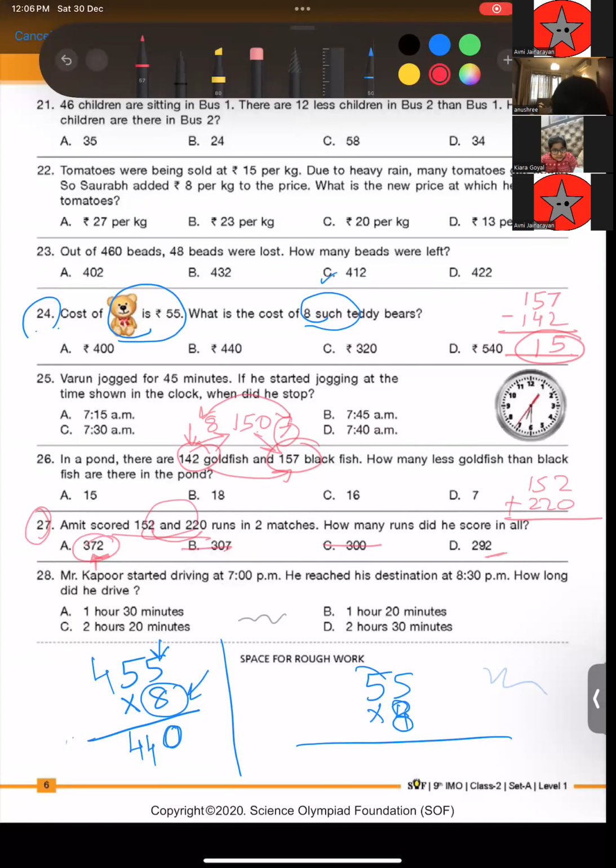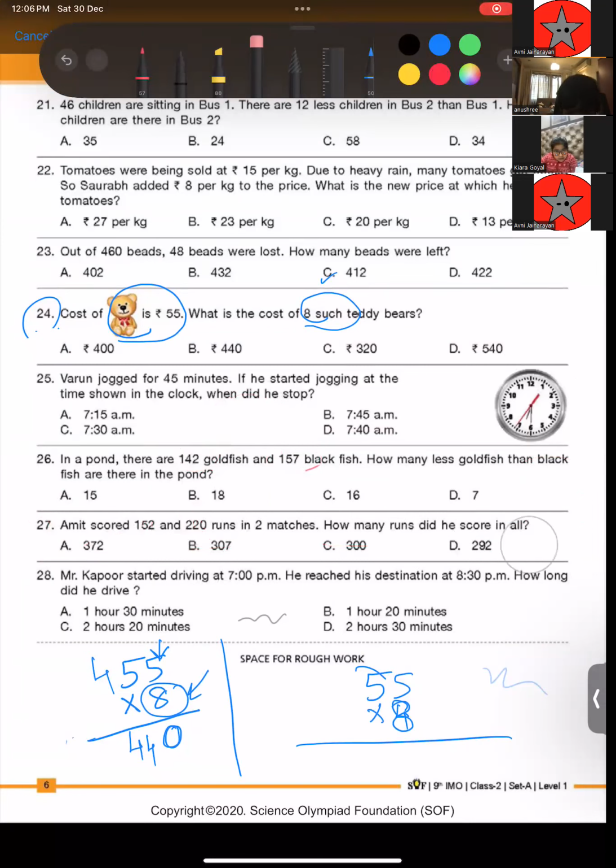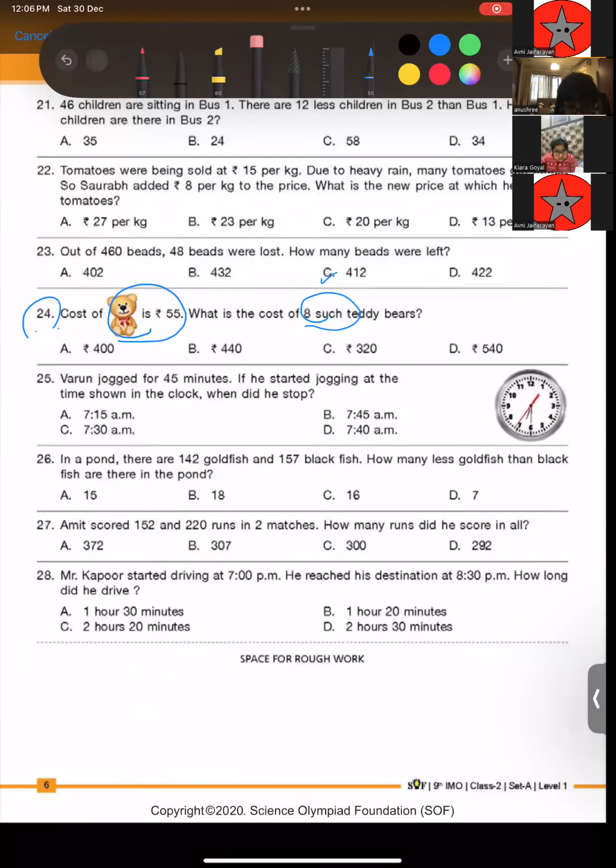So rather than writing it how I have written, you can mentally check the units place, check the tens place, check the hundreds place, and you can do it in 10 seconds, kids. 10 seconds as compared to 1 minute. Who has not understood what I'm talking about here? No one is answering. Chalo, let's move on to question number 28.